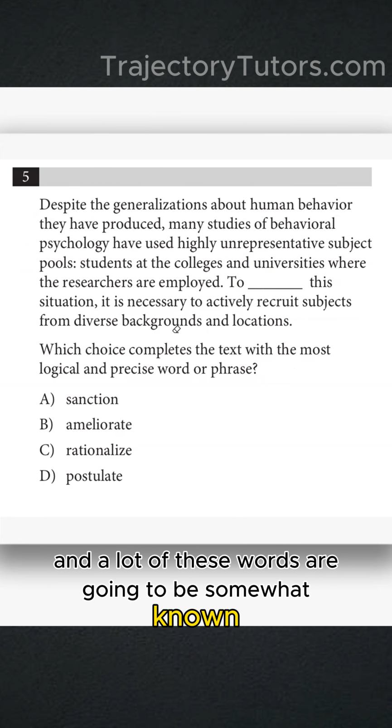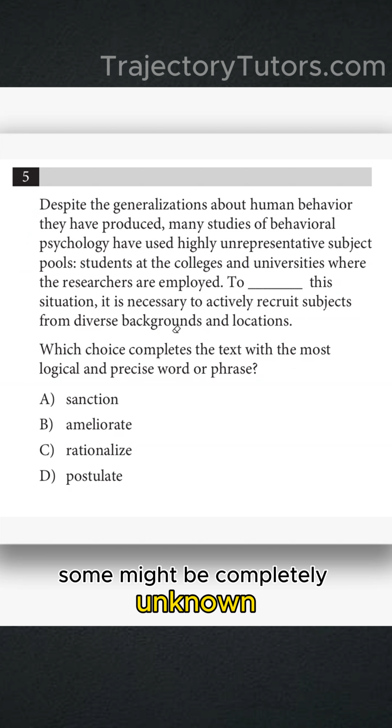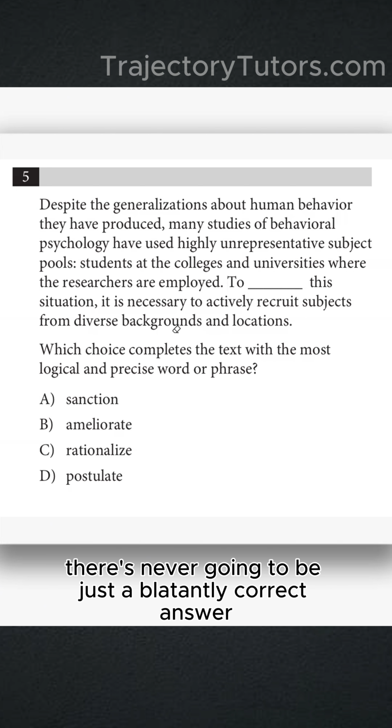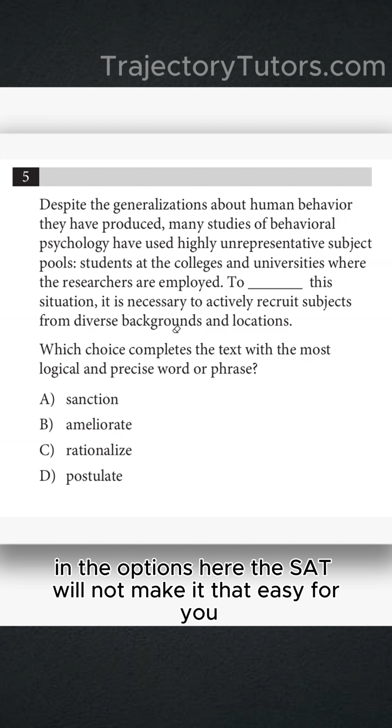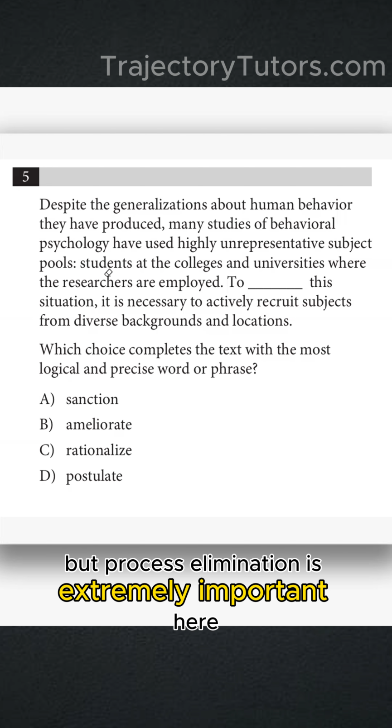And a lot of these words are going to be somewhat known. Some might be completely unknown. There's never going to be just a blatantly correct answer in the options here. The SAT will not make it that easy for you, but process elimination is extremely important here.